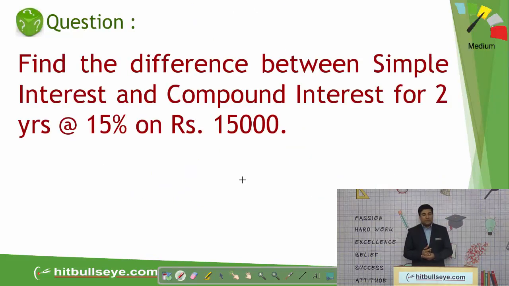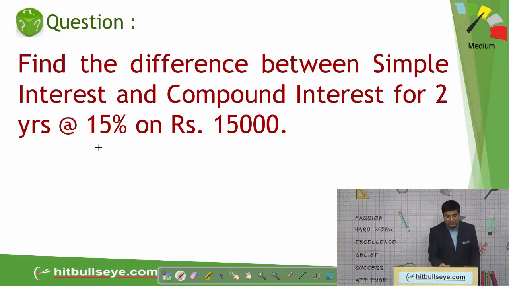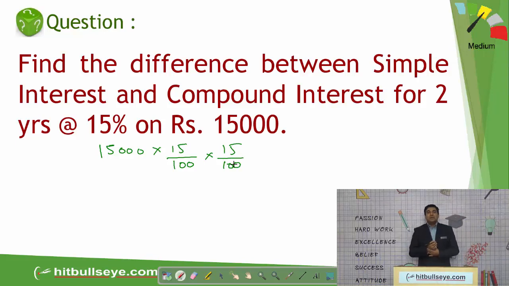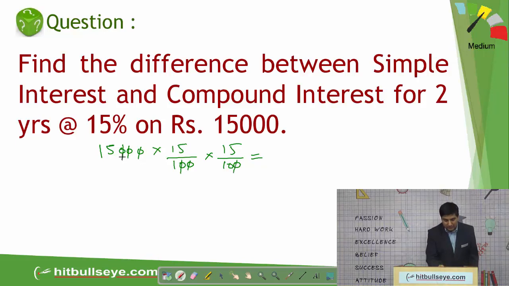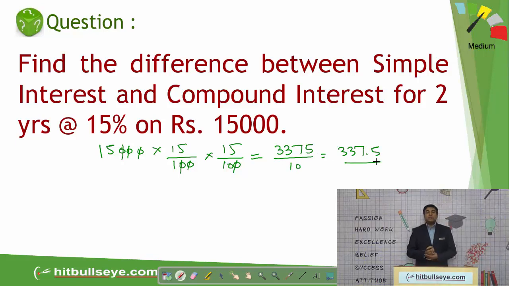Find the difference between simple interest and compound interest for 2 years at 15% on rupees 15,000. So just applying the concept we just learned, 15,000 into 15% gives us the interest, and calculating interest on interest as again calculating 15% of the same. So now this will be 15 cube is 3375 divided by 10. So this is 337.5. So this is the difference.